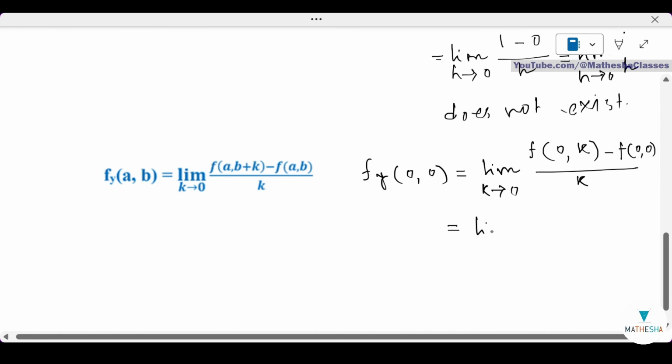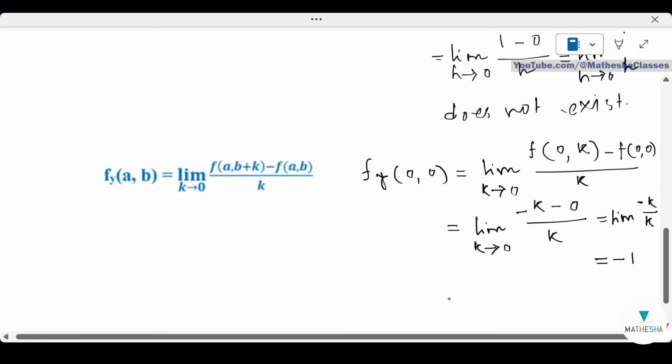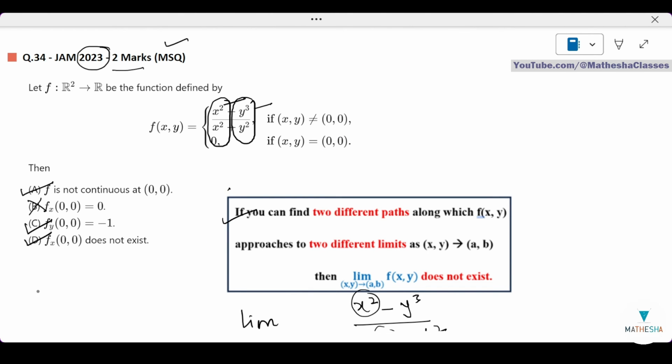So that is limit k tends to 0 of minus k, and f(0,0) is given to be 0, so by k. So that is limit of minus k by k, that means minus 1. So this option is correct, C is correct. So here the correct options are A, C and D. This is the correct option. Well, let us now come to the next question.